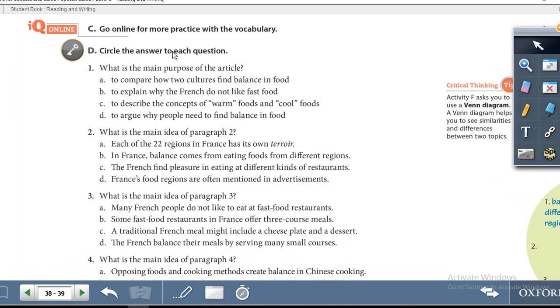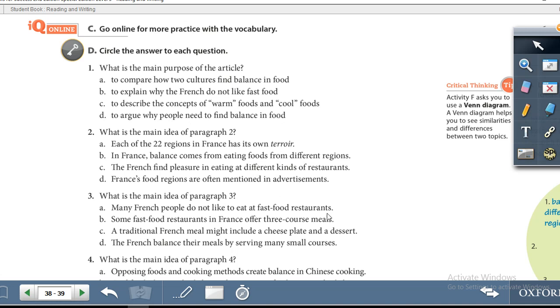Exercise C, go online for more practice with the vocabulary. Right, so that is something, exercise C, you will do online on your Q Skills account. Go online for more practice with the vocabulary. We're going to look at now exercise D. Circle the answer to each question. Right, so this instruction is quite simple. Right, circle the answer to each question.